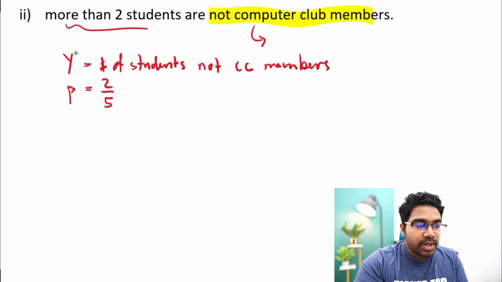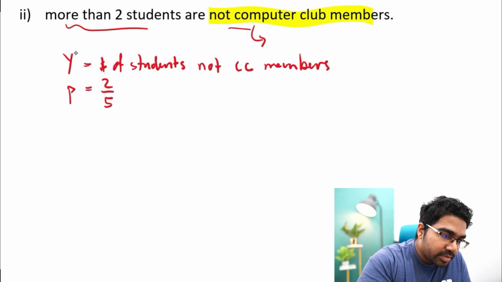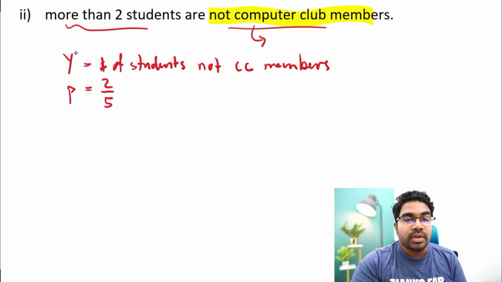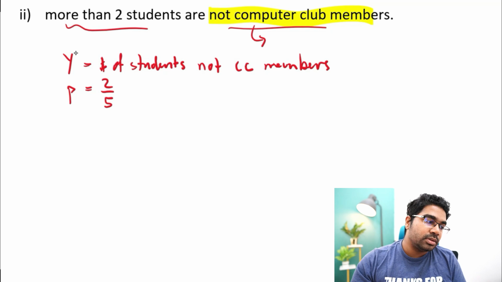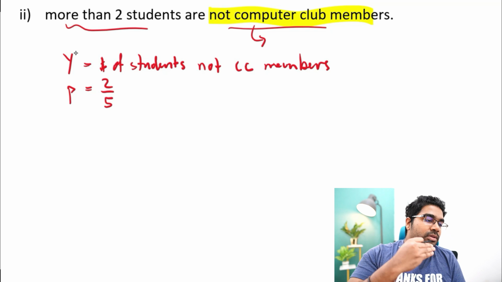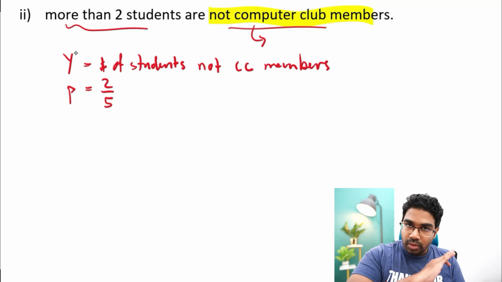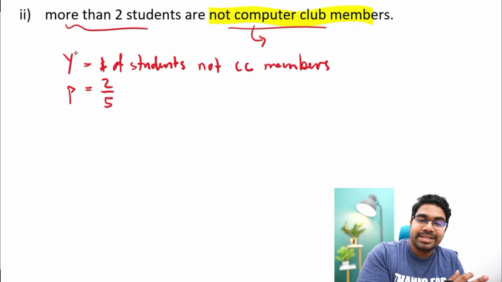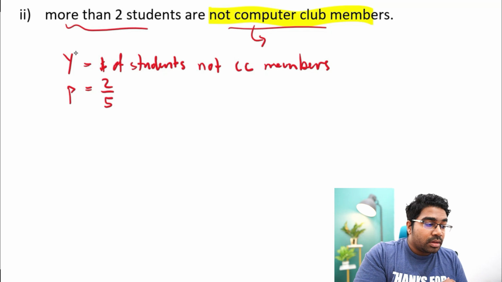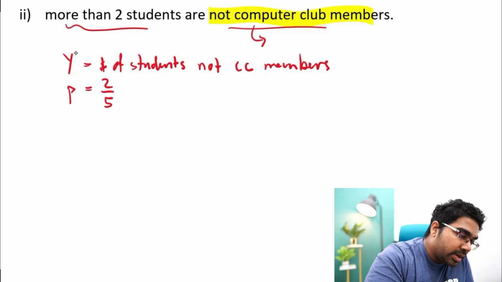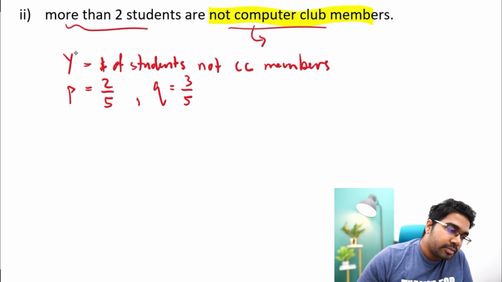Success is based on how we define the variable. So the easiest way to go is you define the variable based on the question. Now if you understand the other method, that is you maintain X as those who are CC members and then you know how to subtract, go ahead. But this is the most straightforward method. So now probability of success is 2 out of 5 because not CC members. Failure will be CC members, which is 3 out of 5.